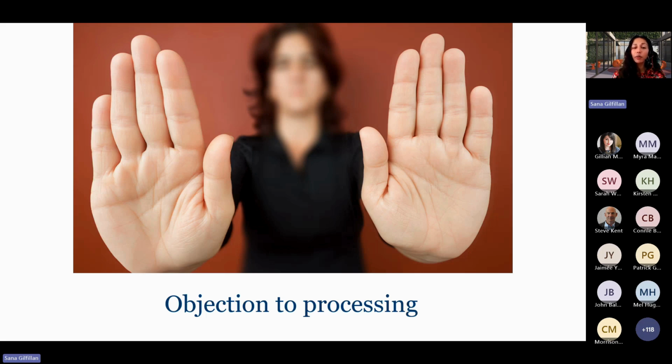So if they have objected to their processing, it might not mean that you have to erase it. It may be that you can just put up a flag in your database saying that they have objected to this specific type of processing. And you may actually need to retain their data so that you remember that there's certain types of processing that they have objected to, particularly if it's around direct marketing.